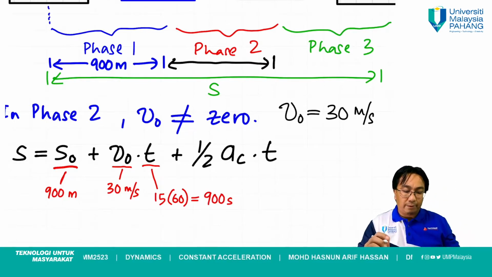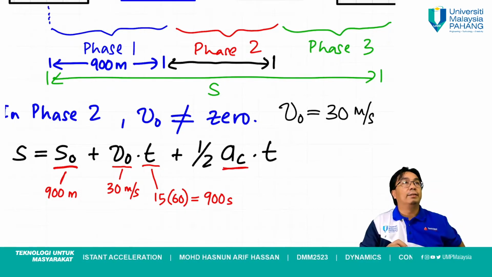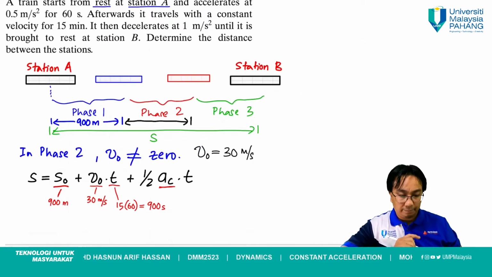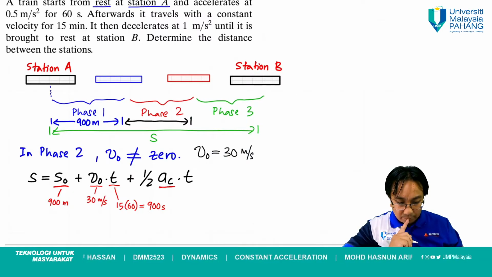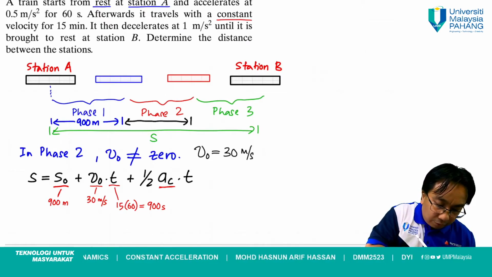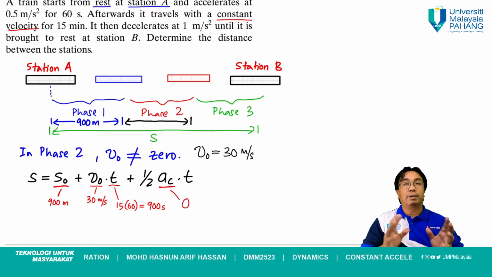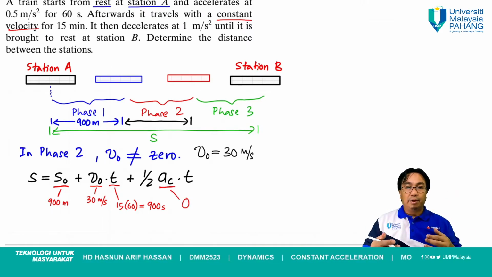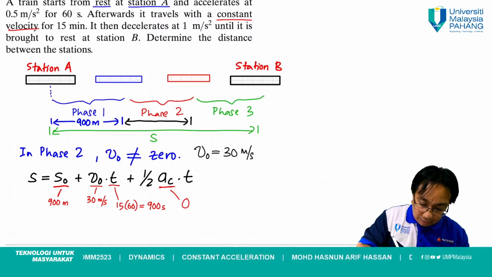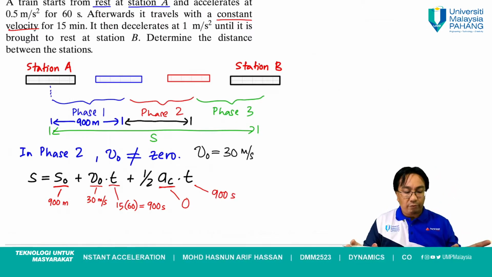Okay. AC. Berapa value AC? Dia ada bagi tahu tak dalam soalan? 0. Kenapa kosong? Constant velocity. Correct. Dia ada cakap kat sini, constant velocity for 15 minutes bermakna AC is equal to 0. Velocity constant tak ada pecutan lah. Bila velocity berubah ikut masa barulah the train memecut. Dan T dekat sini again sama 900 seconds. Okay, then we have all the information.